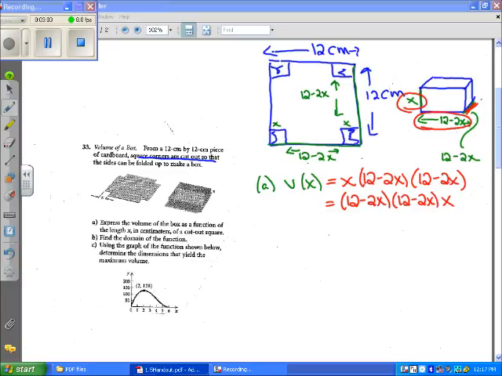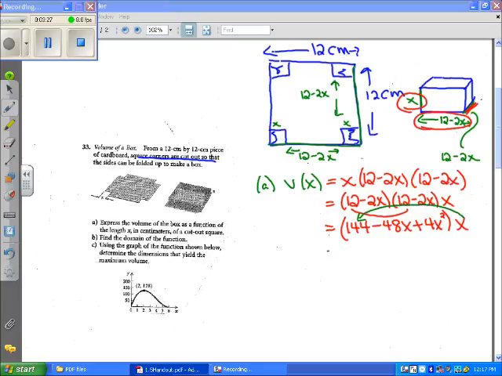Okay, we want to go ahead and multiply this out. So I'm going to first multiply these two binomials together, which you're familiar with. It's a perfect square trinomial. If I multiply that out, this is what I get: 144 minus 48x plus 4x squared. Okay, now what I'm going to do is apply the distributive property and multiply all of that by x.